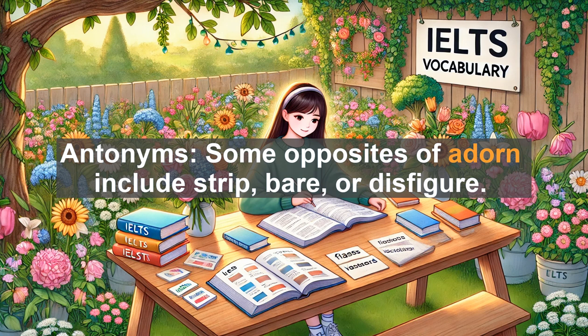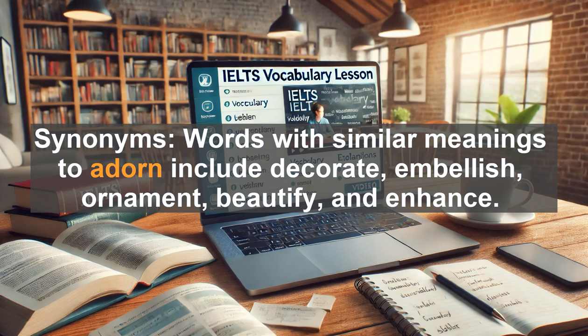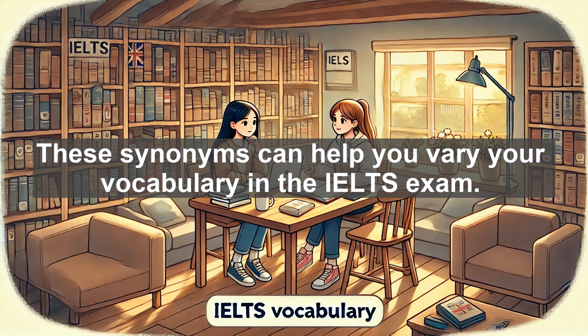Antonyms. Some opposites of adorn include strip, bare, or disfigure. These words convey the removal of decorative elements rather than their addition. Synonyms. Words with similar meanings to adorn include decorate, embellish, ornament, beautify, and enhance. These synonyms can help you vary your vocabulary in the IELTS exam.